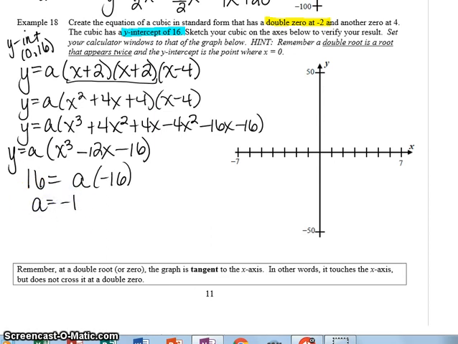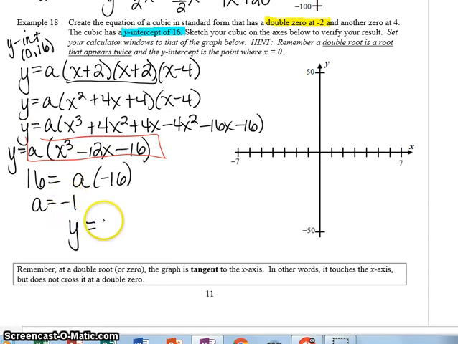So then you're going to go back to this equation right here and just switch all of your signs. Your equation is going to be y equals -x cubed plus 12x plus 16, and then you're just going to graph that in the graphing calculator. Okay? I'm not going to graph that, but okay?